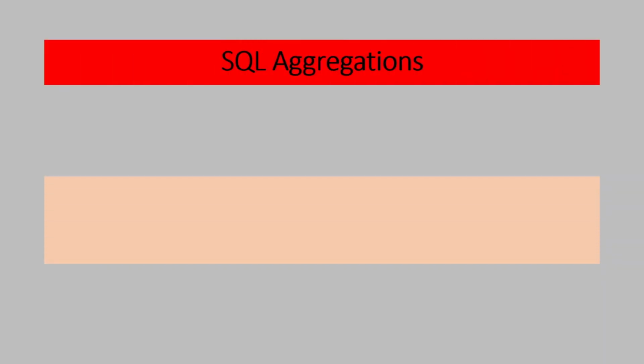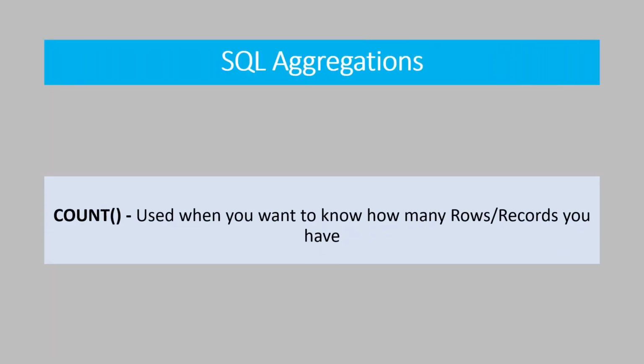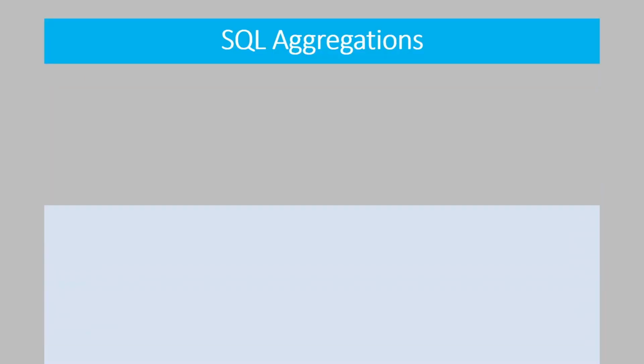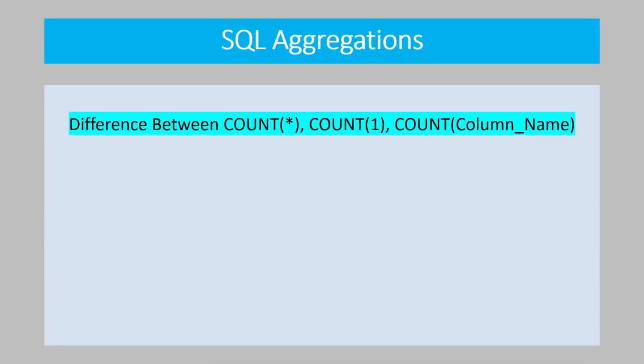The fourth one is max. It returns the largest or maximum value. And the fifth one is count. Count is used when you want to know how many records you have. When you speak about count, there are 3 different variations you can use. Let me explain the difference between the 3 variations: count star, count 1, and count with a column name. Here is a clear and simple explanation of the difference between them.